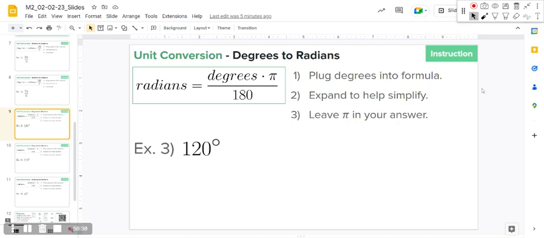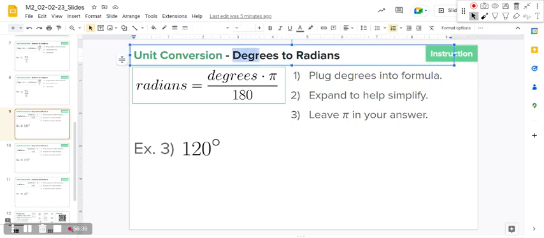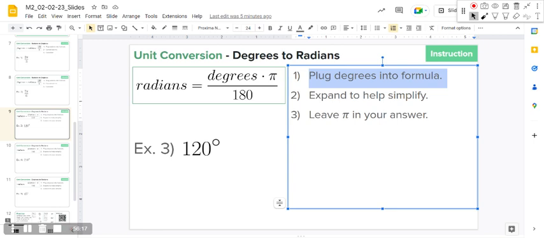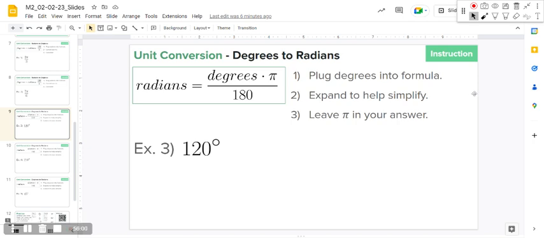We are also going to work in the other direction today. Oftentimes we'll get degrees and we want to turn that into radians. So again, this is in the next section of your note sheet. We have the formula already written in our box here. I wrote it in a little different format than we saw on Tuesday just to make things a little visually easier. So let's write down these 3 steps. Plug degrees into our formula. Expand to help us simplify. We'll kind of recall that skill in a second here. And then we're going to leave pi in our final answer. This step number 2, the expanding, that's going to take some practice. And this is by far a more difficult skill than what we just did.